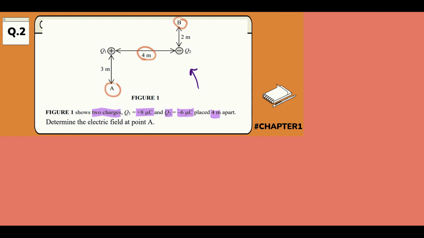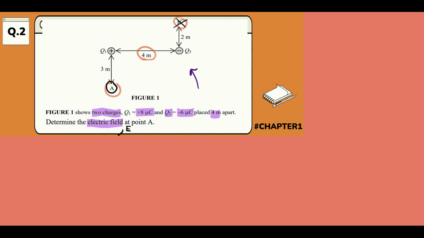What does the question ask us to find? Determine the electric field, the symbol for electric field is E, at point A. So now you can ignore point B. We can just focus at point A.